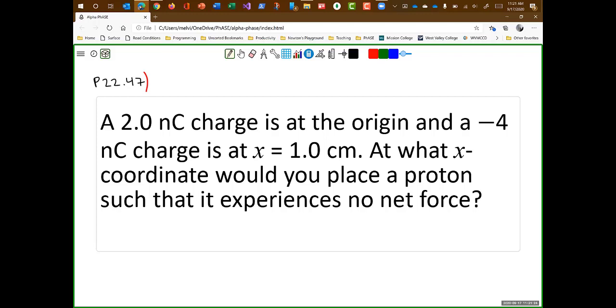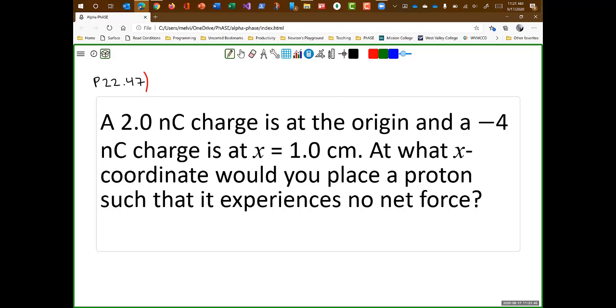The question reads, a 2 nanocoulomb charge is at the origin, and a minus 4 nanocoulomb charge is at x equals 1 centimeter. At what x coordinate would you place a proton so that it would experience no net force? Well, let's look at that.